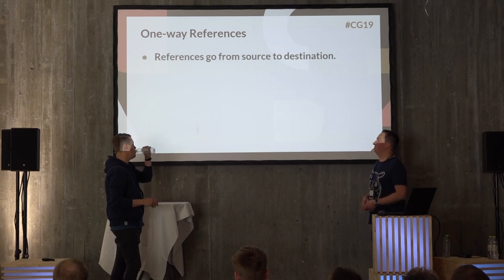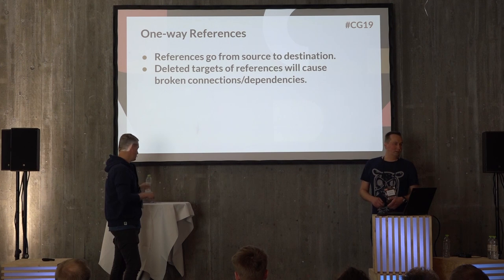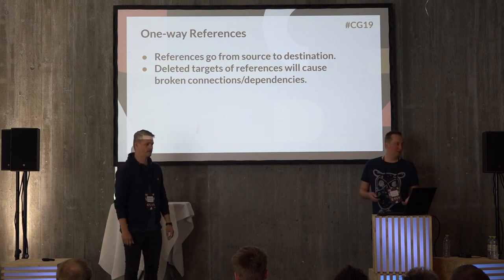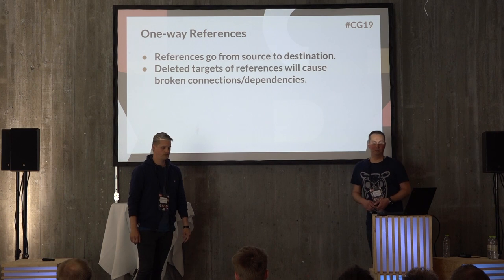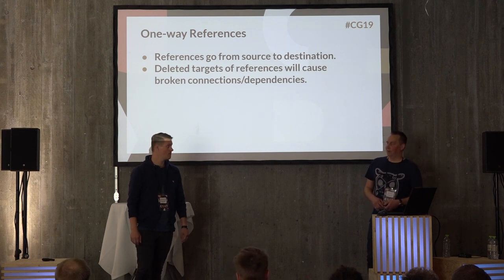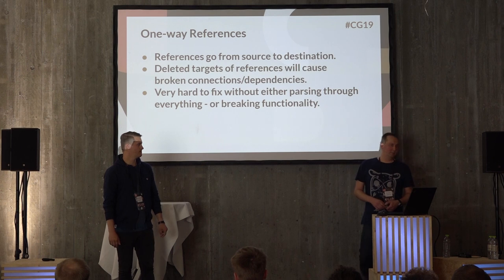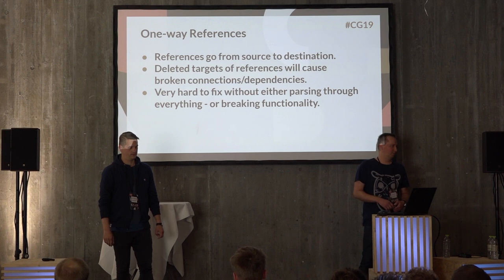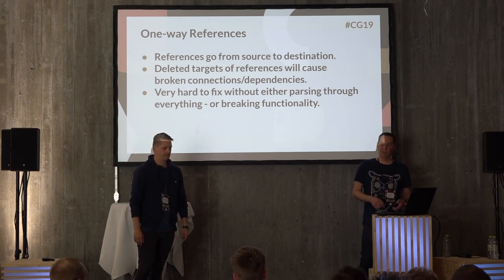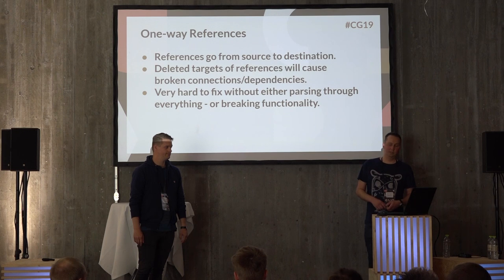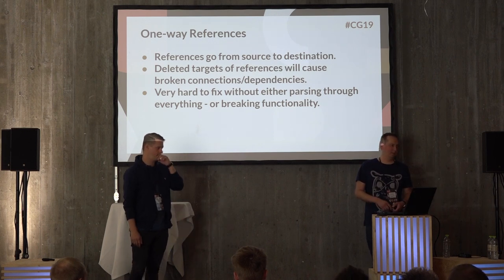Yes, references go from source to destination. This also means that if you actually have a reference and you delete the destination, we have no way of knowing what to update to actually update this connection that no longer exists or should exist. It will definitely cause a lot of broken connections and broken dependencies, which is something we are kind of having a hard time handling. It's very hard for us to fix it in code because we don't really know if this is really something that should be broken or if it's something that is broken. So it's hard to fix for us without having to either break functionality, meaning that we can't really look up references, or we otherwise have to pass through all the content to actually see if anything references this on deletes, and that is just a very bad solution.